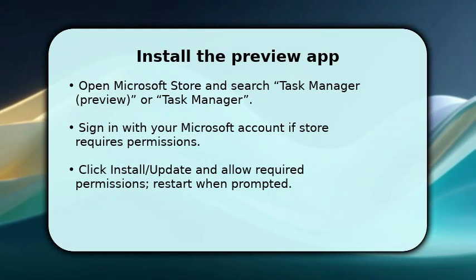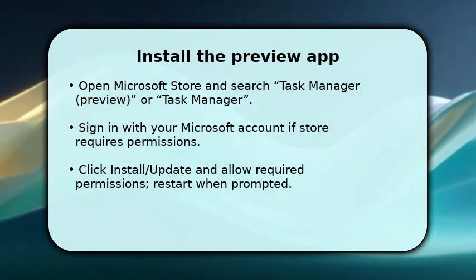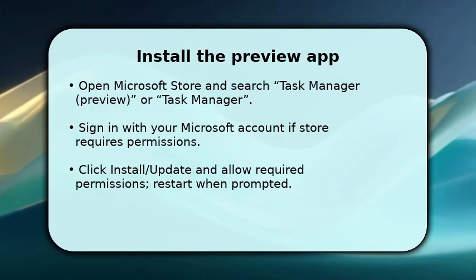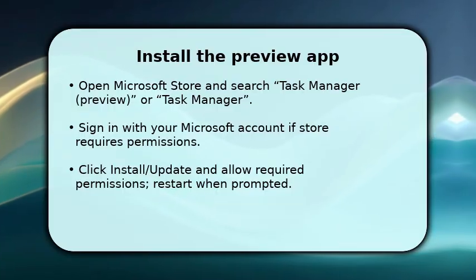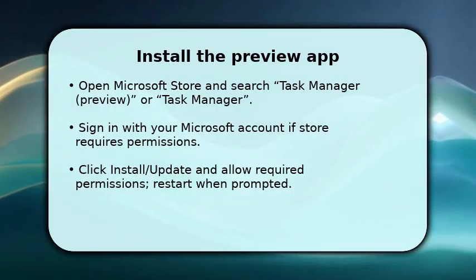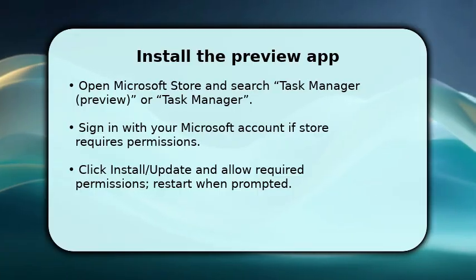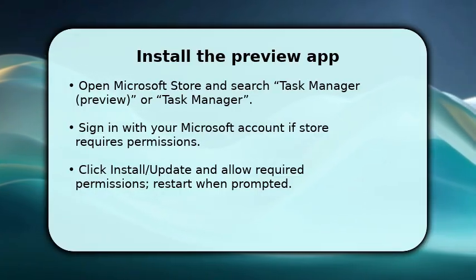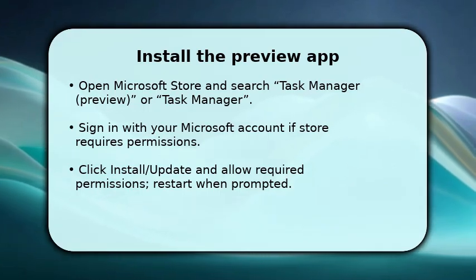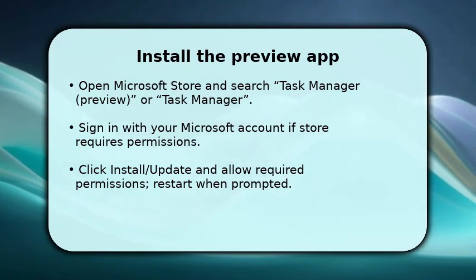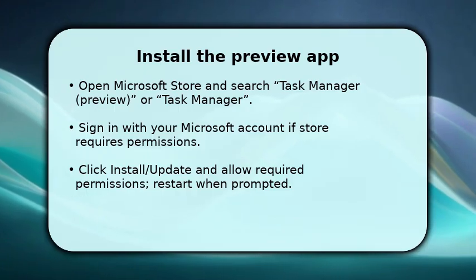Once your system is updated, open the Microsoft Store, search for Task Manager Preview or the updated Task Manager listing. Sign into your Microsoft account if prompted, as store downloads often require a signed-in profile to deliver preview apps. Click Install or Update, grant any permissions, and wait for the download to finish. Make sure to restart the PC if the store suggests it.